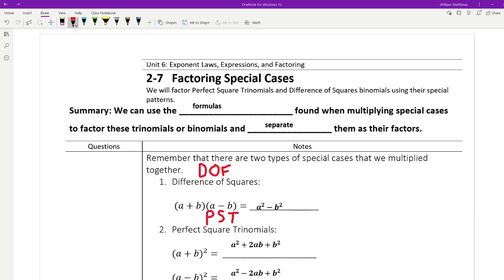Today we'll be going over factoring special cases. We can use the formulas found in multiplying special cases to factor these trinomials or binomials and separate their factors.